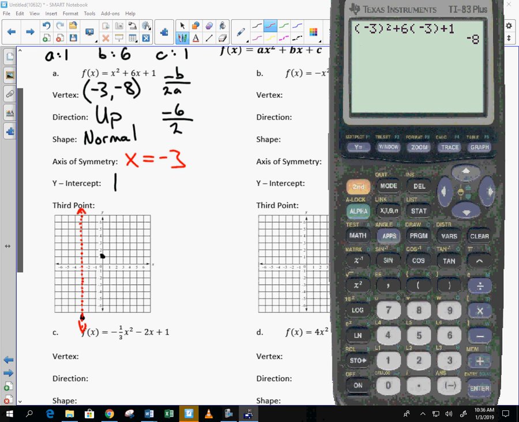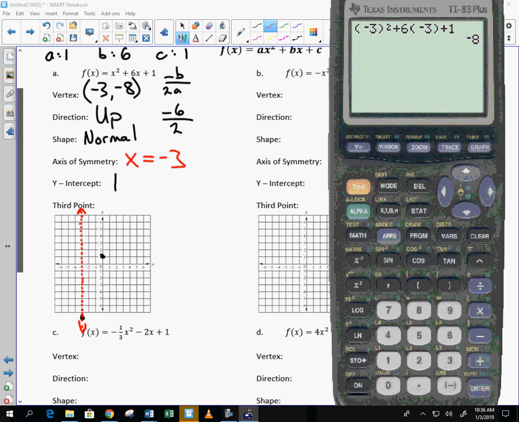Finally, the third point. Does anybody know what I can do in order to get a third point? What does it mean to be symmetrical? Same on one side as the other, right? So that means that if there's one point on this side of the line, then there's another point on the other side of the line. This is the axis of symmetry. It divides it perfectly in half.